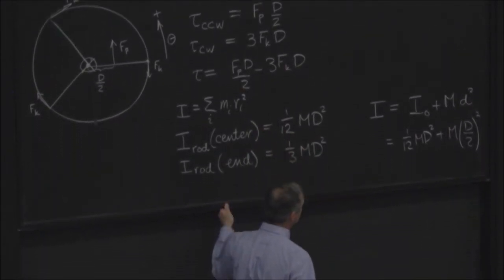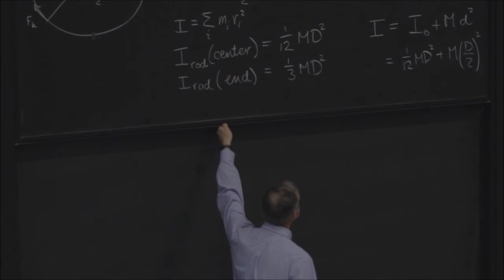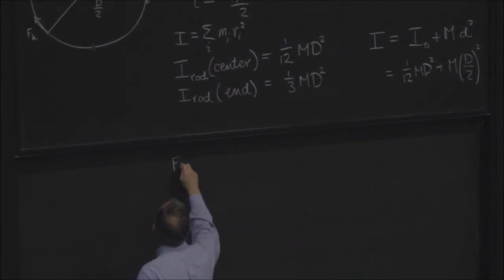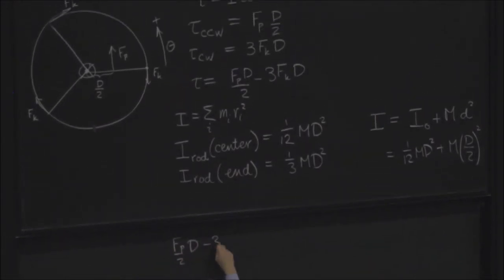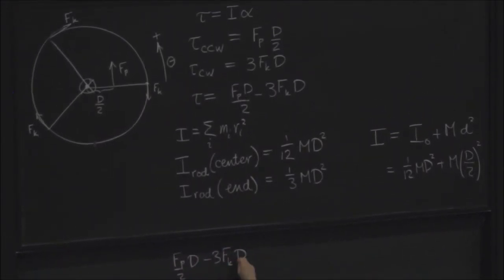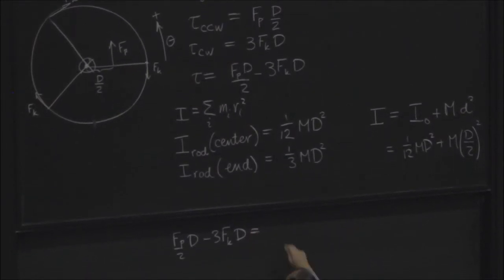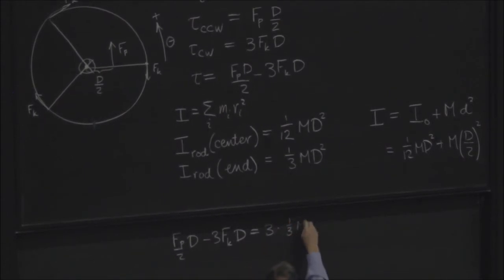So we're almost done. We have the torque, we have the moment of inertia, and therefore, let's see, torque Fp over 2 d minus 3 Fk d must be equal to, what's the moment of inertia? M d squared, because I have 3, maybe I should write that, 3 times 1/3 m d squared. That's I times the angular acceleration, theta double dot.